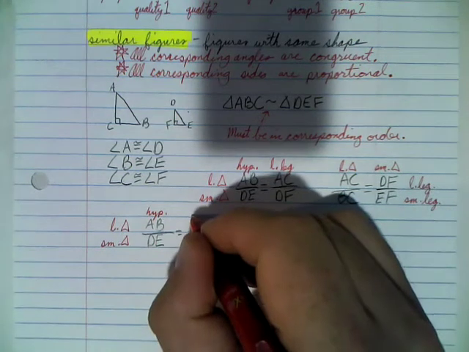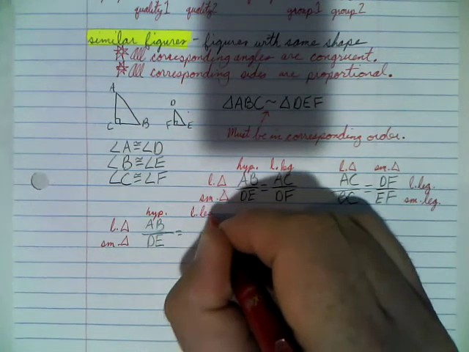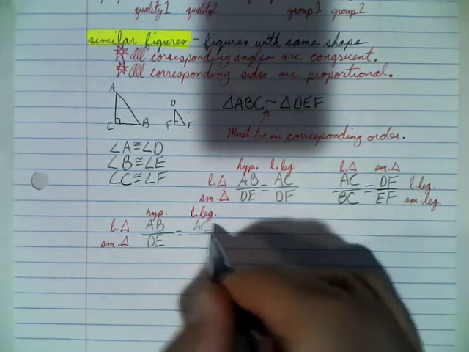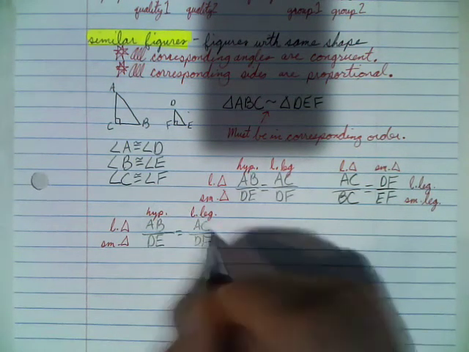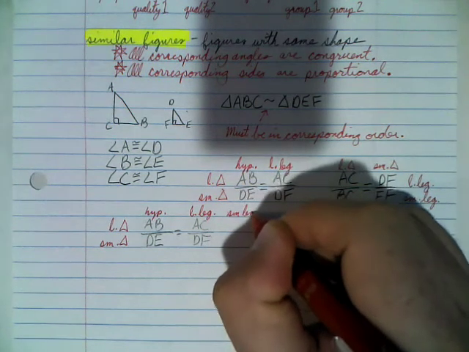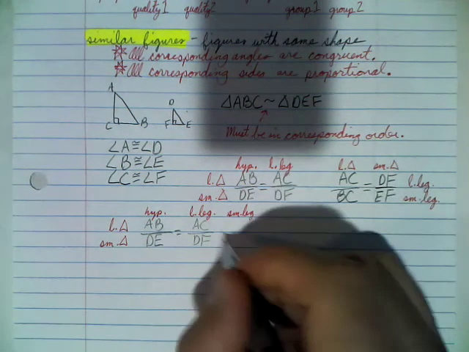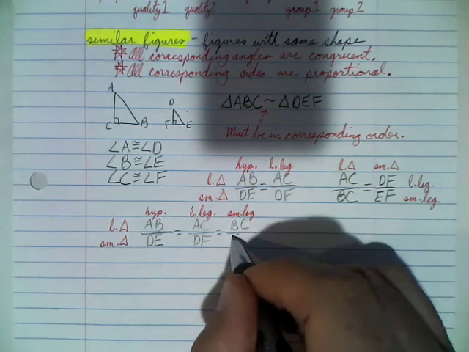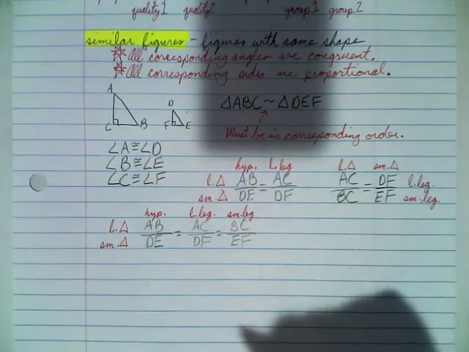I could compare then the longer legs on each triangle. So the longer leg on the big guy is AC. The longer leg on the little guy is DF. And then, of course, the third side, the smaller leg, would be BC on the big triangle and EF on the small triangle.